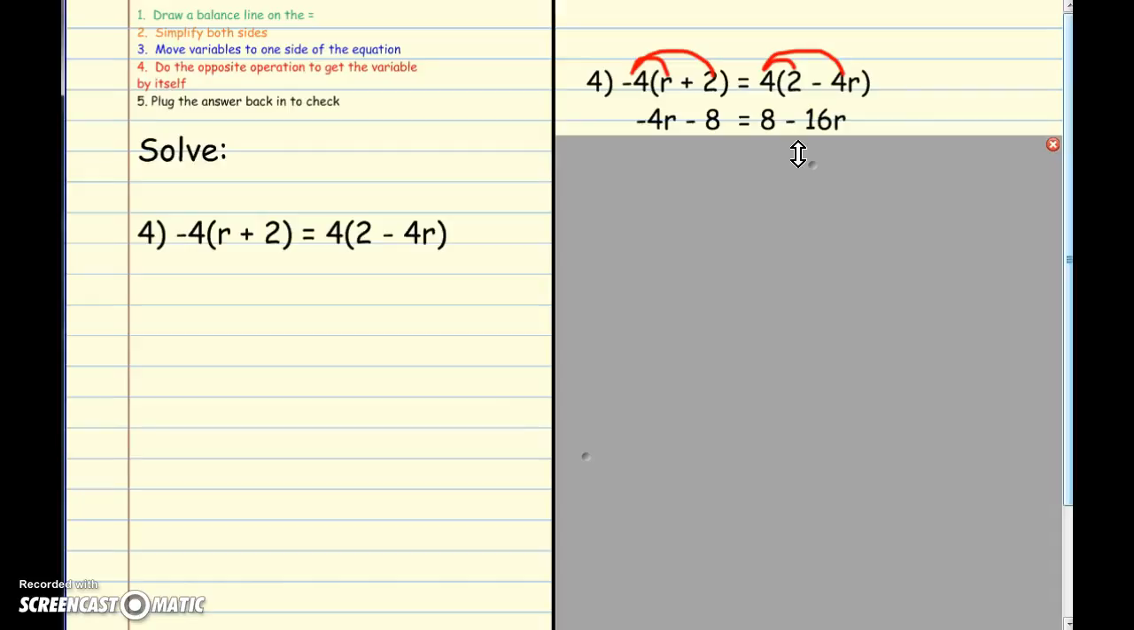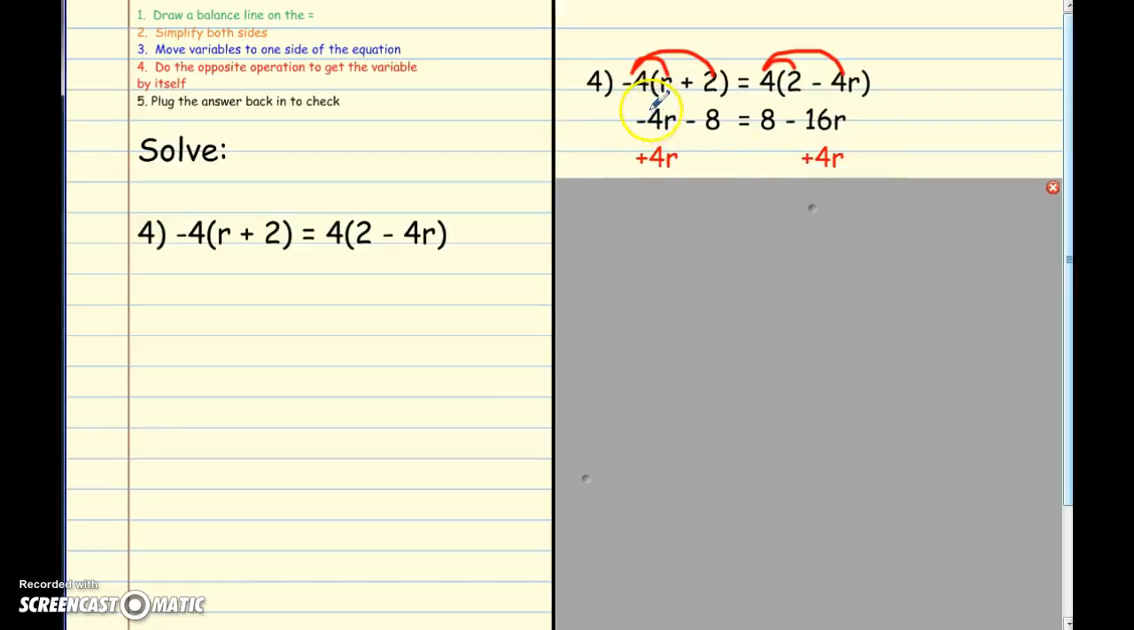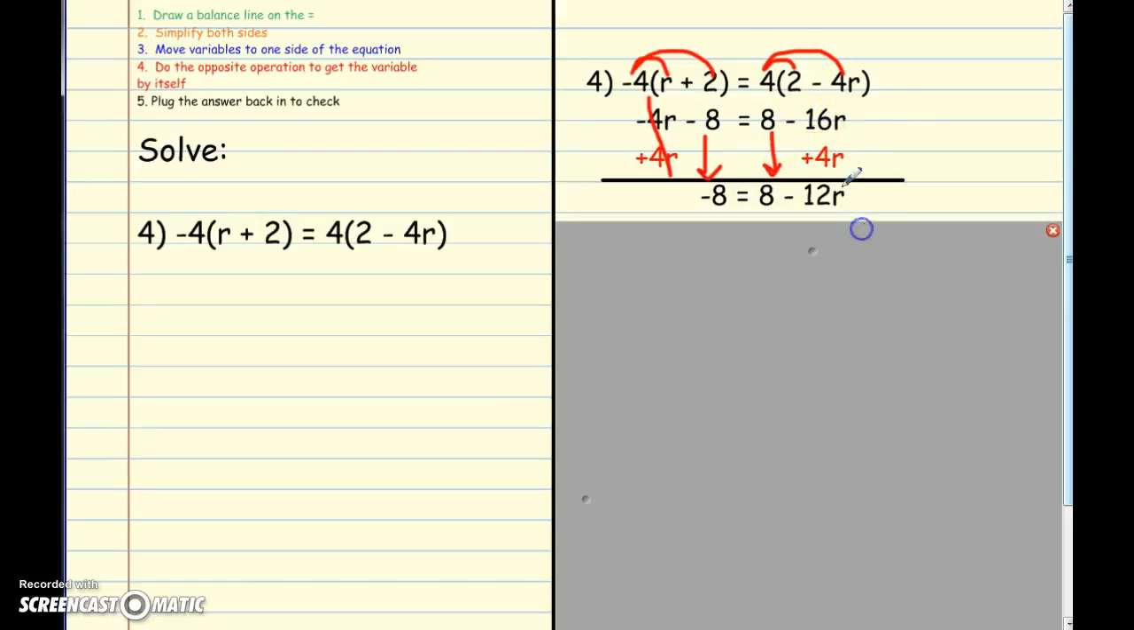Now, it's exactly like the previous examples, so we aim to get all the r's on one side, the plain numbers on the other, and figure out what r equals. In this case, I'm choosing to add 4r to both sides. That gets these to cancel. It leaves me with my negative 8. I have not used my 8, and negative 16 plus 4 is negative 12.